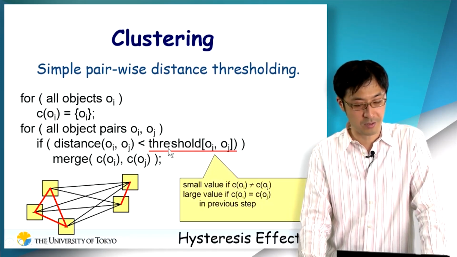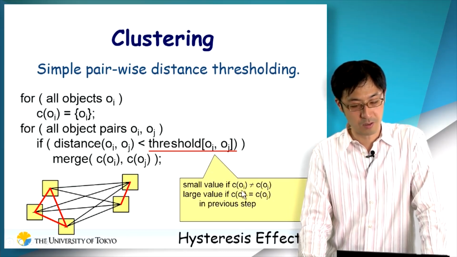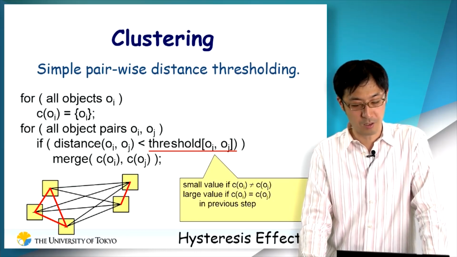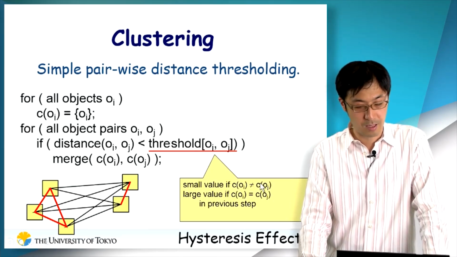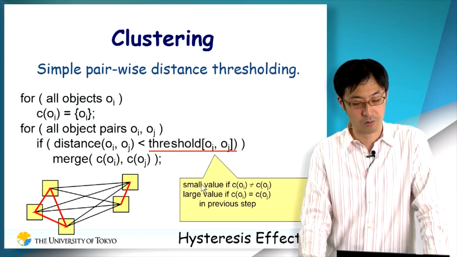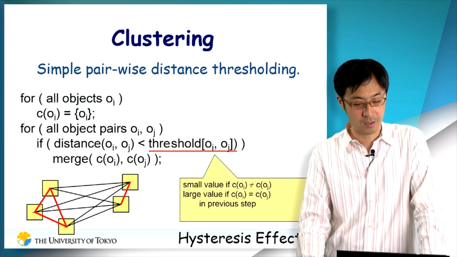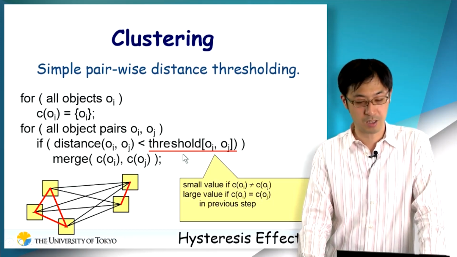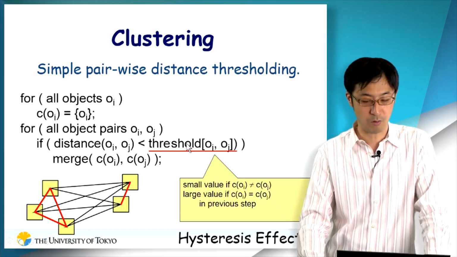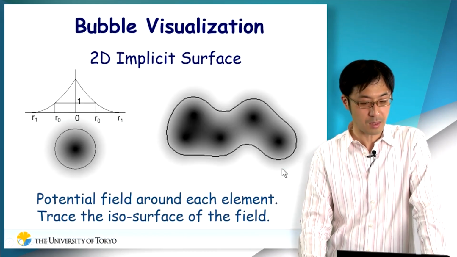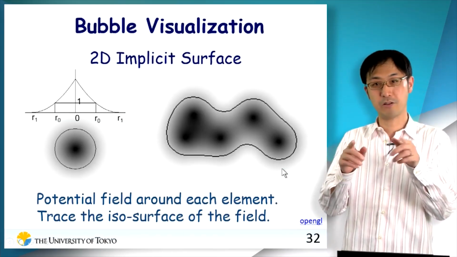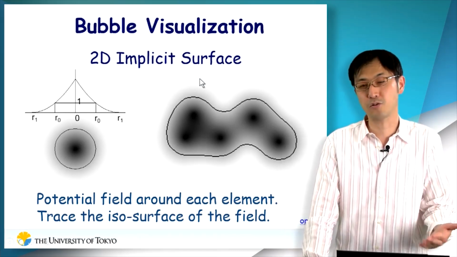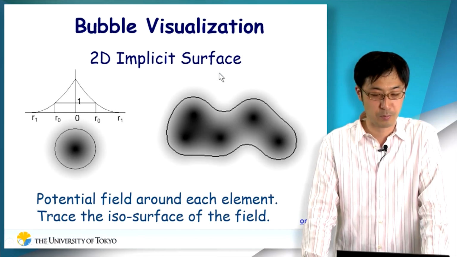And the interesting part is here, the threshold. If in the previous frame the objects were in different clusters, then the threshold becomes very small, so it is difficult to merge them together. And if the two objects were from the same cluster in the previous step, then it becomes larger, which means they are very easy to merge together. And after having a cluster, we generate a visualization of the bubble. The technology we use here is a two-dimensional implicit surface.